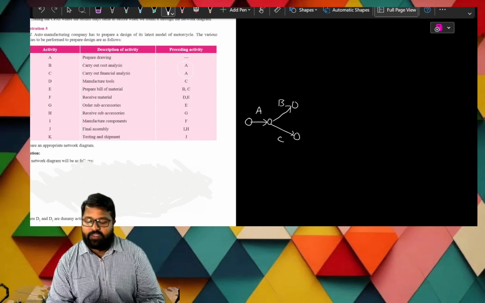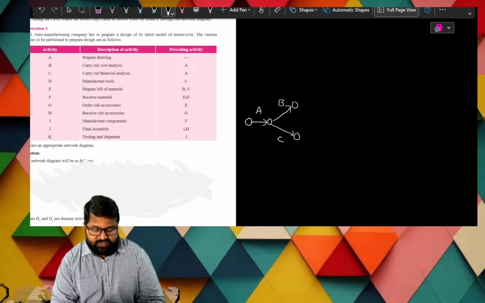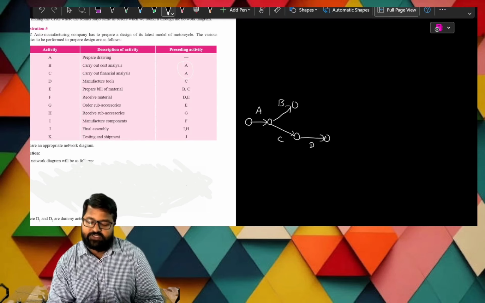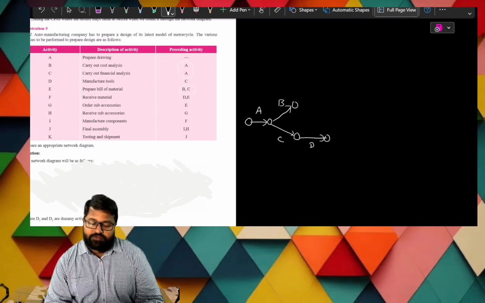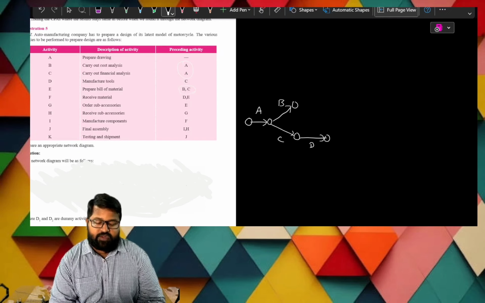Next, what is the next? D starts after the completion of C. Next, what is next? E starts after the completion of B, comma C. After the completion of B, comma C, it starts. So B, comma C will complete here.